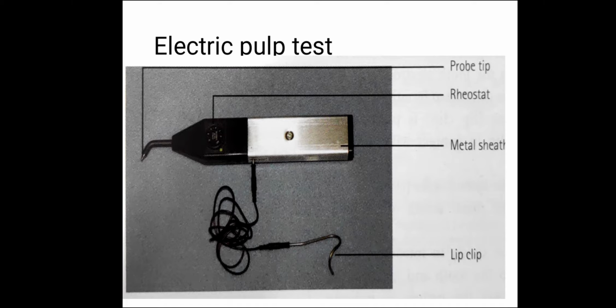Electric pulp test. This is an electric pulp tester. The parts of it are: this is a probe tip, this is a rheostat which shows the readings, metal sheet, and lip clip.